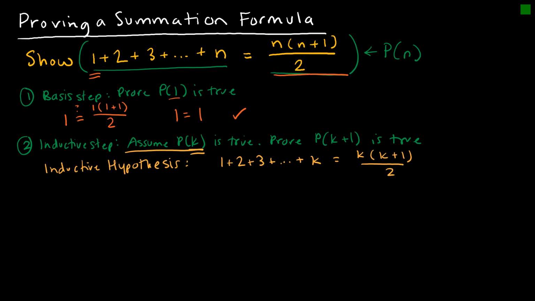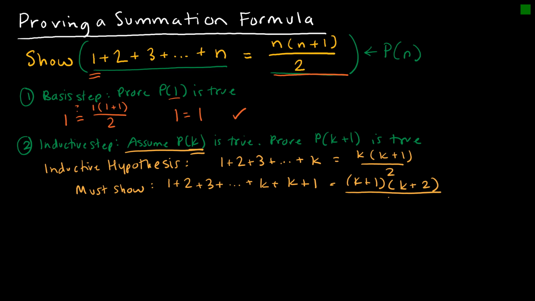So I'm assuming that is true, and that means I must show that 1 plus 2 plus 3 plus and so on, plus k plus 1 is in fact equal to k plus 1 times k plus 2, divided by 2. Because again, I've added a plus 1 on each of the values in the numerator. If I can show that's true based on this, then I've proved it.